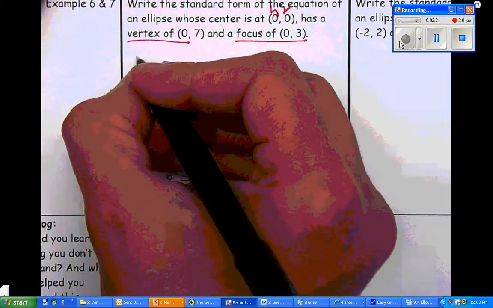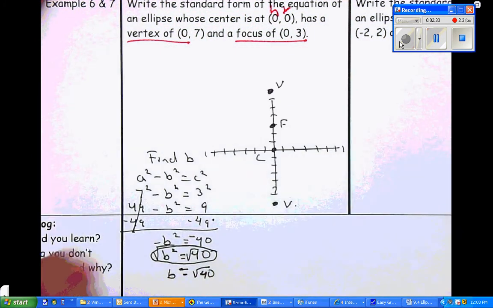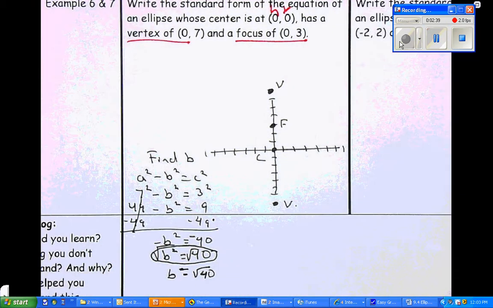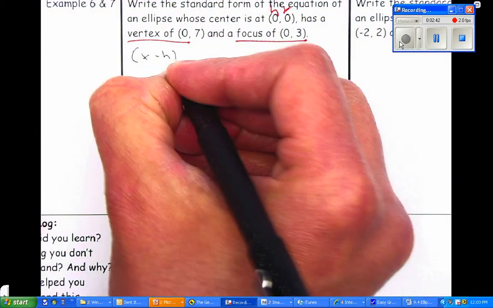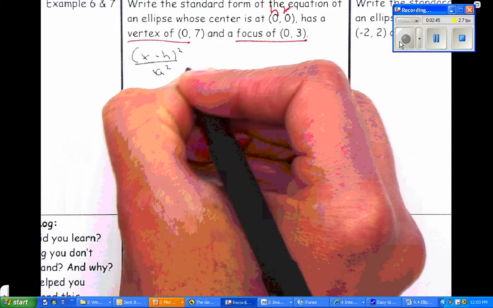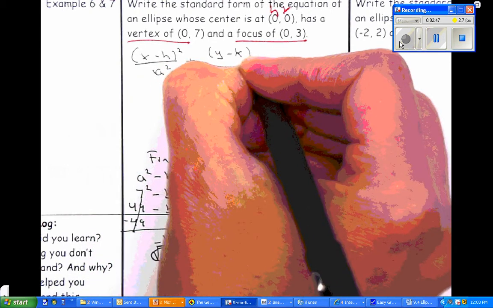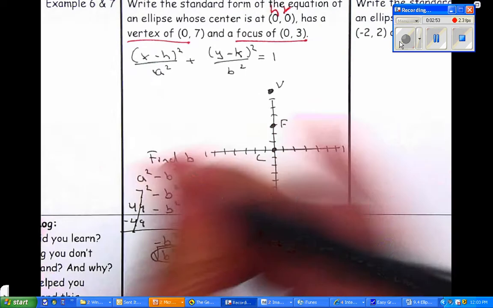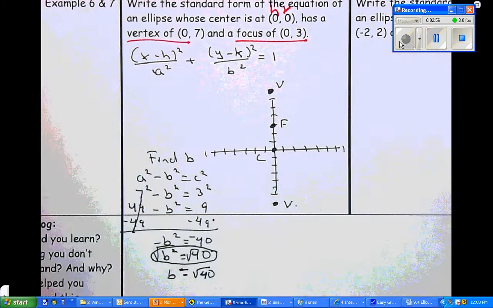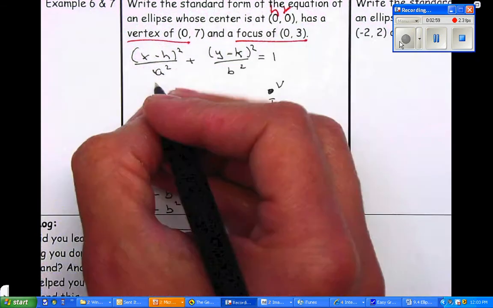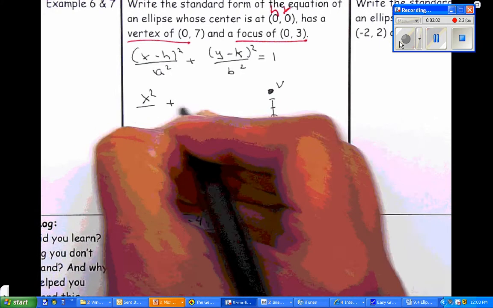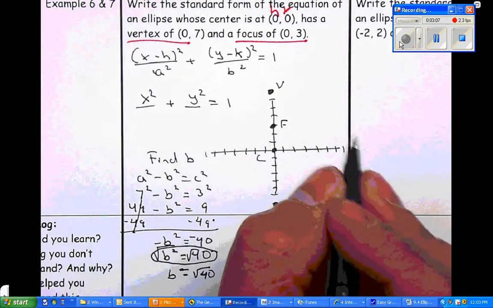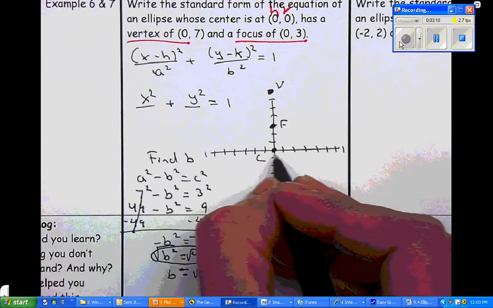For the standard equation, see if you can pause it and write down the standard equation without looking at anything else. So that's (x minus h) squared over a squared plus (y minus k) squared over b squared is equal to 1. Remember, you have to memorize this. Now, I'm going to substitute. h and k are 0, so that'll be x squared over something plus y squared over something is equal to 1.